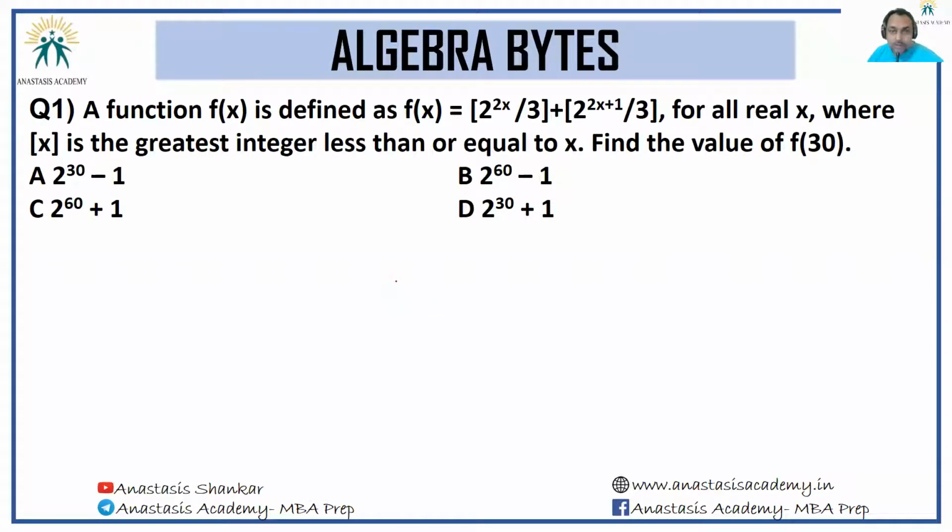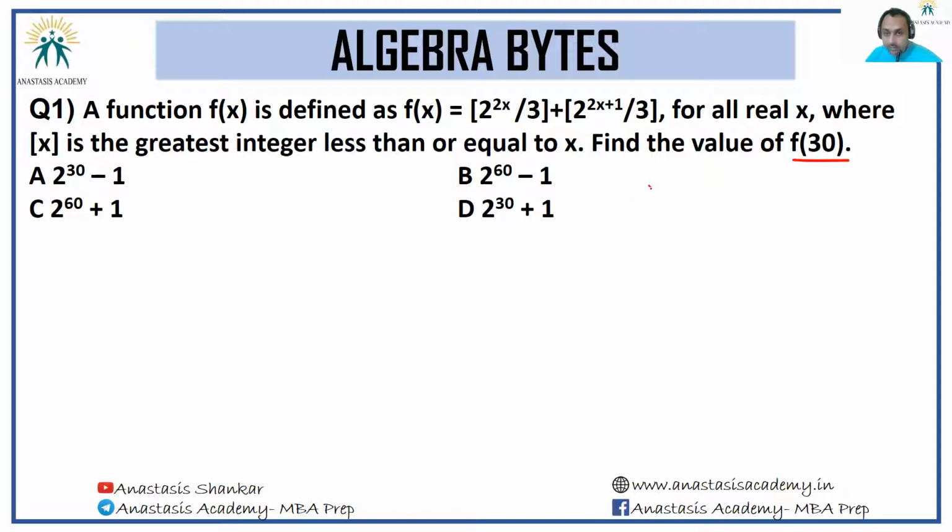Let's look at the solutions of algebra. A function f(x) is defined as f(x) = 2 raised to the power of 2x/3, within these brackets, plus 2 raised to the power of (2x+1)/3, for all real x, where [x] is the greatest integer less than or equal to x. Find the value of f(30).